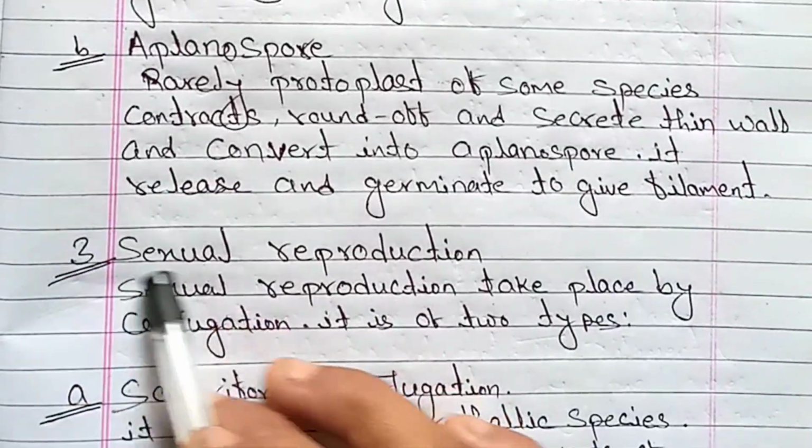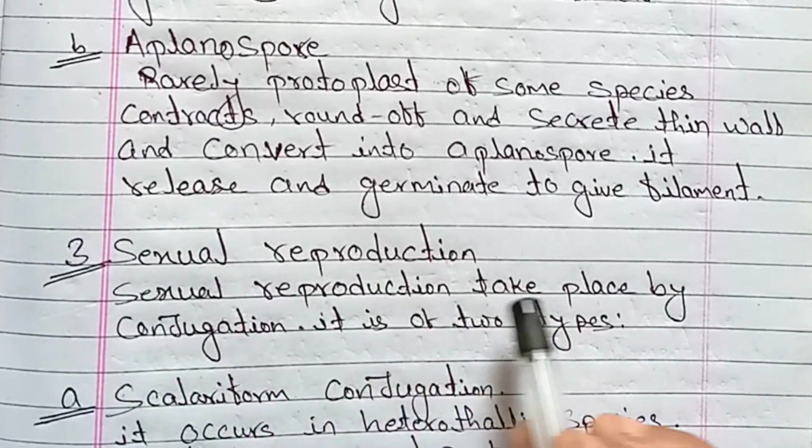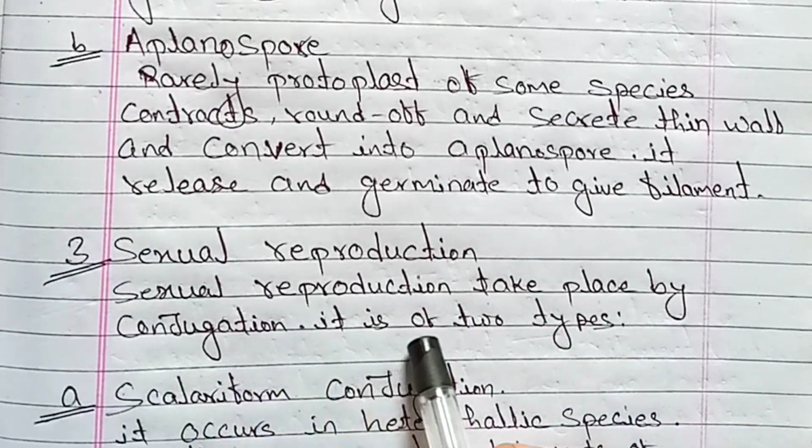Point number 3, sexual reproduction. Sexual reproduction takes place by conjugation. It is of two types.